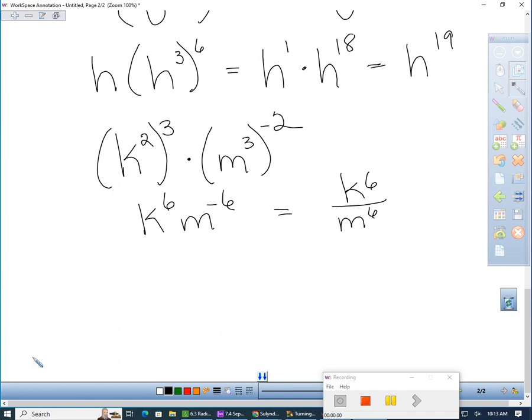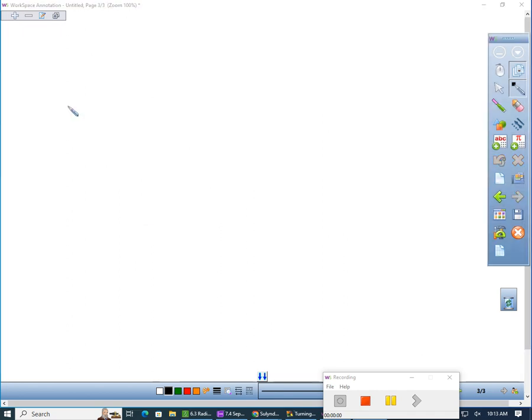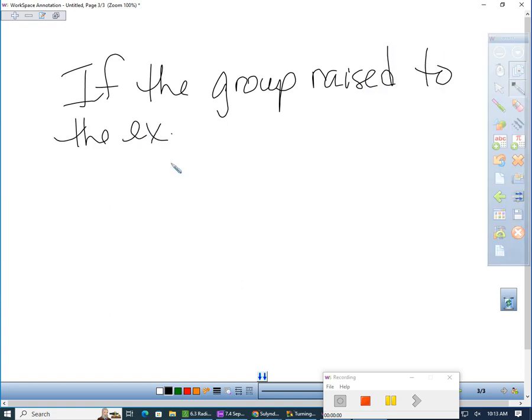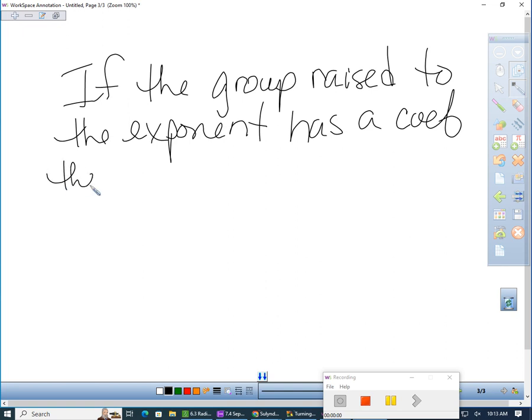A number, a coefficient, right? All right. No, not yet. So, if the group raised to the exponent has a coefficient, then the coefficient is also raised to that exponent.